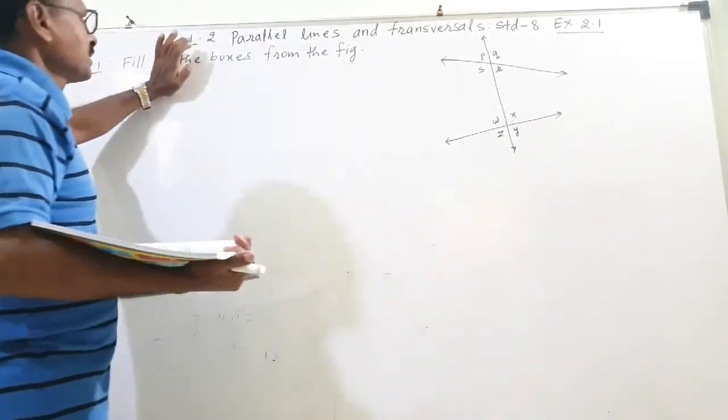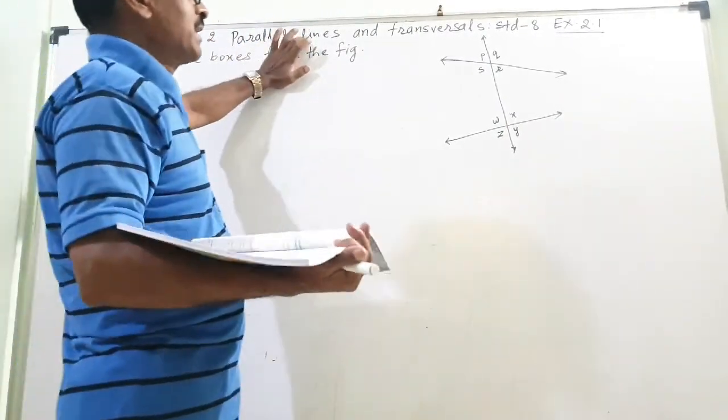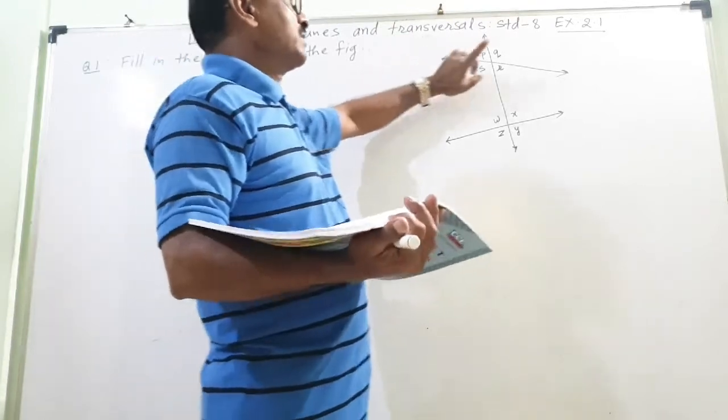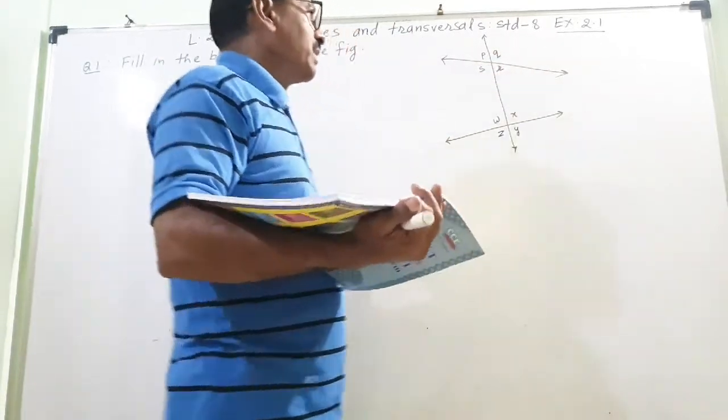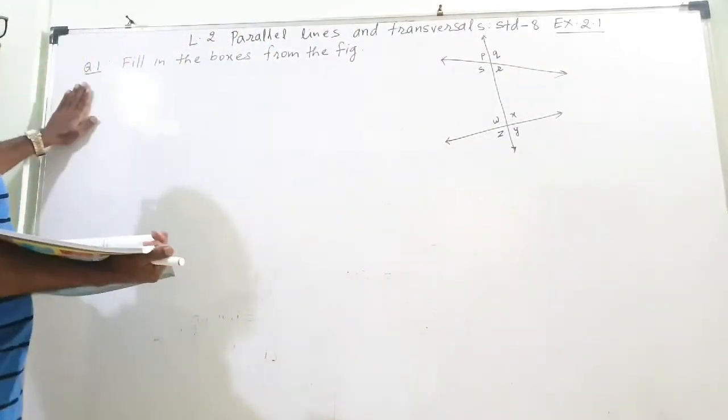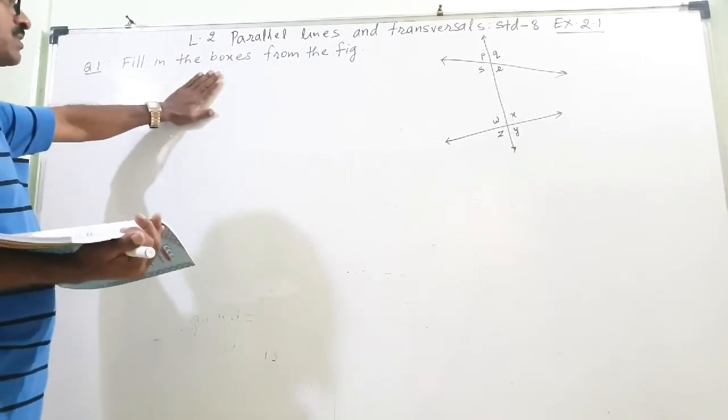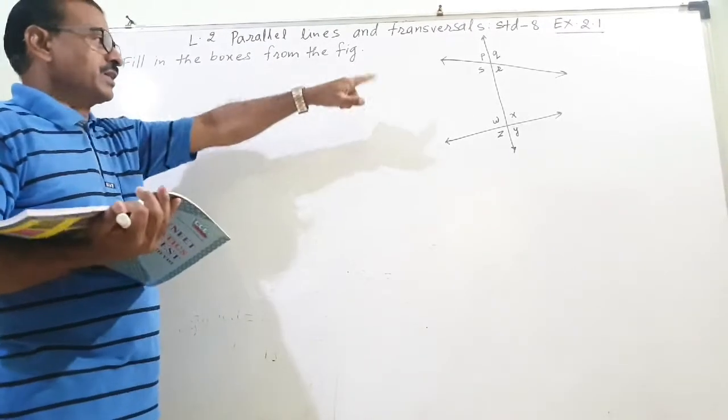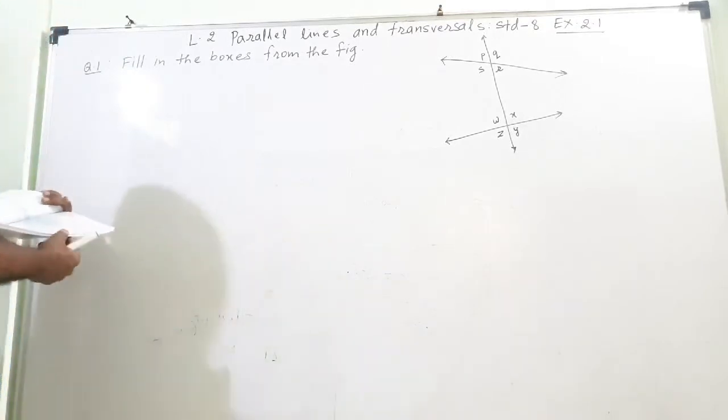Now we are in lesson number 2, parallel lines and transversals. Exercise 2.1. Question number 1, fill in the boxes from the figure. So that is the figure. First, I will write the question.